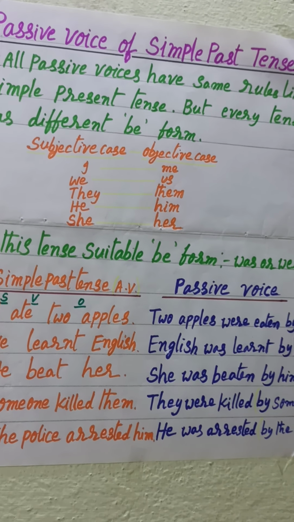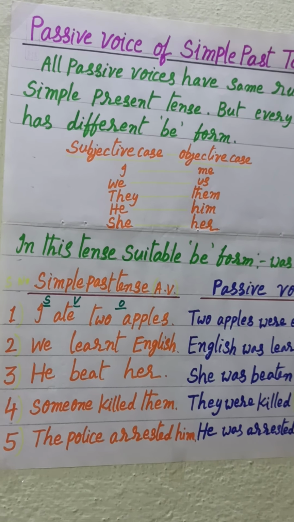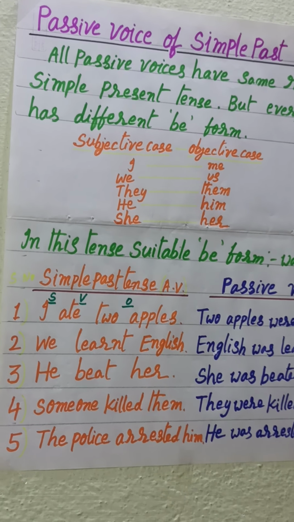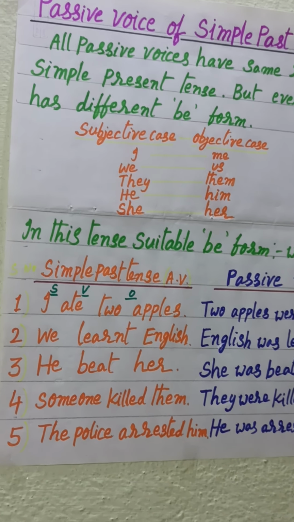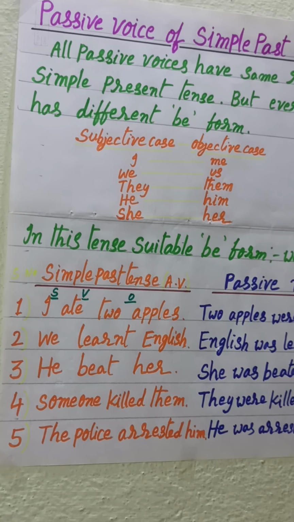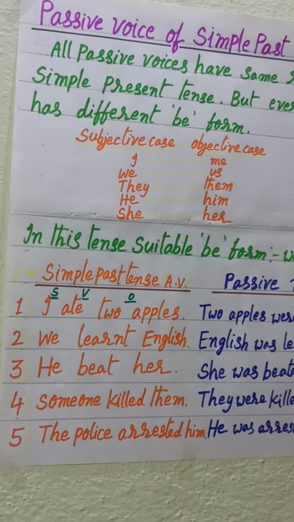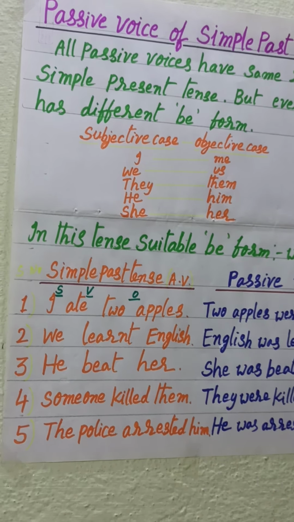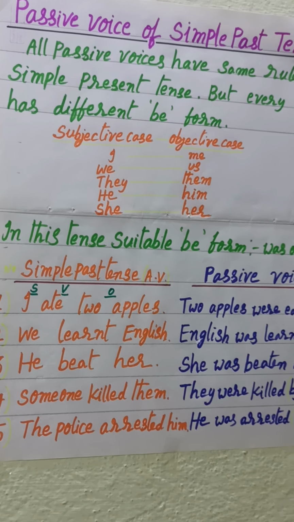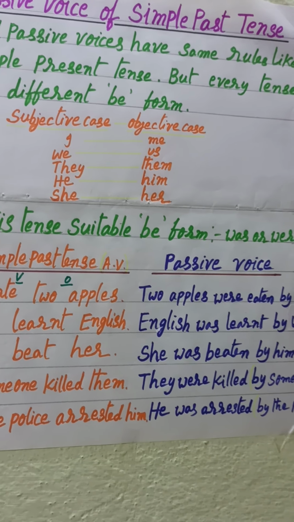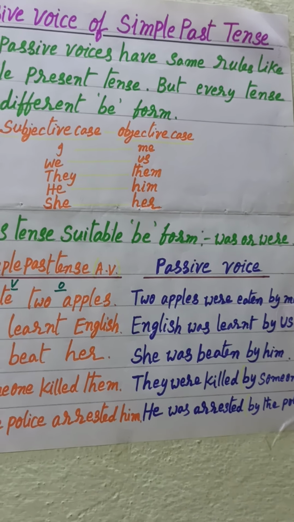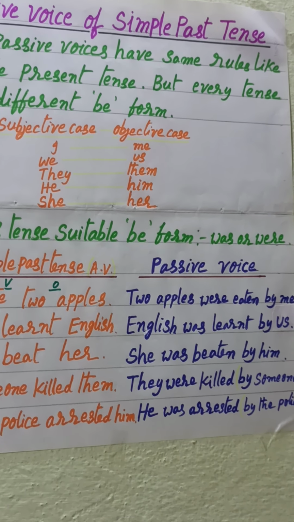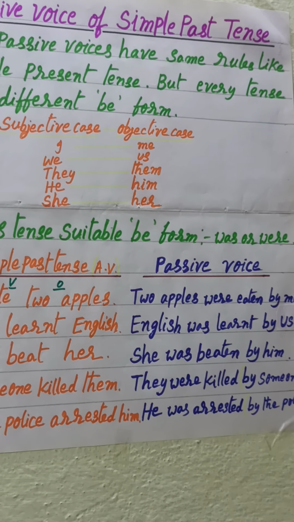In the passive voice, we write only not before the main verb, or between the V form and the main verb. That is, 2 apples were not eaten by me.